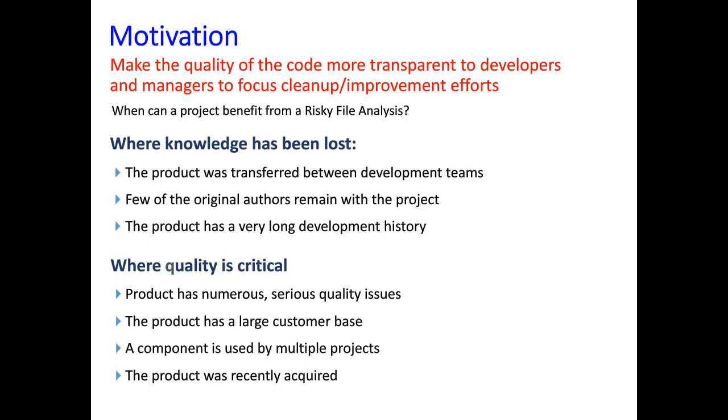The specific examples where risky file analysis would be particularly helpful are where knowledge has been lost. There's a variety of reasons why knowledge could be lost. Typically, that happens when a company acquires another company and some of the developers of the original company cash out and leave. There could be instances where a product has a very long development history and the original developers have retired already. There could be instances of offshoring or outsourcing, when the product is transferred between development teams.